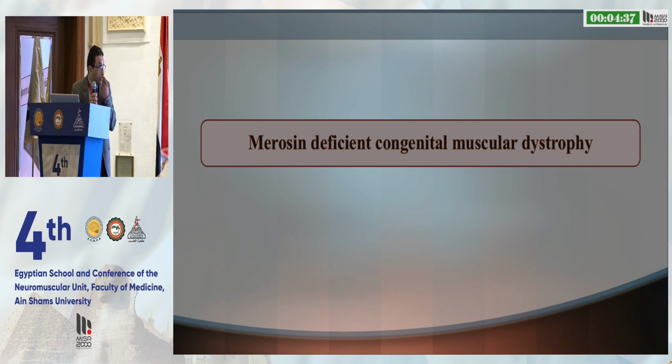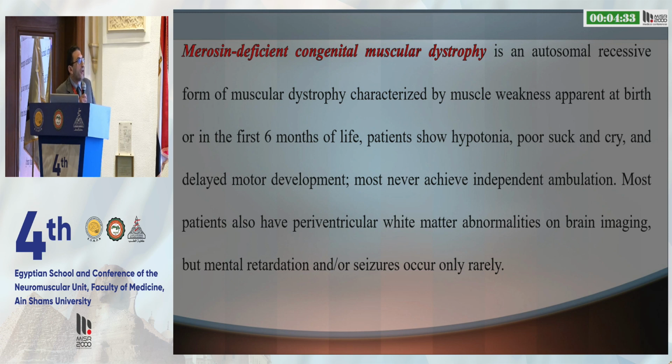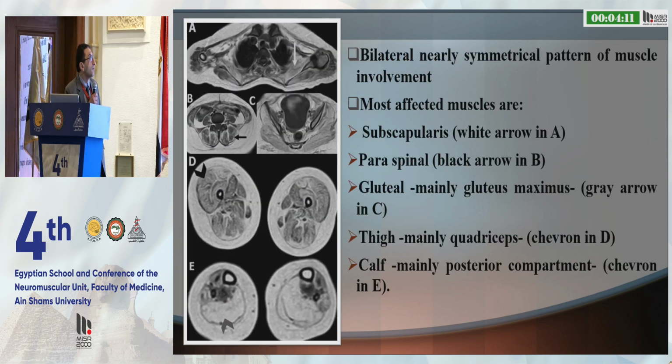Another example is merosin deficient congenital muscular dystrophy. It is an autosomal recessive form of muscular dystrophy characterized by muscle weakness apparent at birth or in the first 6 months of life. Patients show hypotonia, poor suckling and cry, and delayed motor development. Most never achieve independent ambulation. Most patients also have periventricular white matter abnormalities on brain imaging, but mental retardation and or seizures occur only rarely.